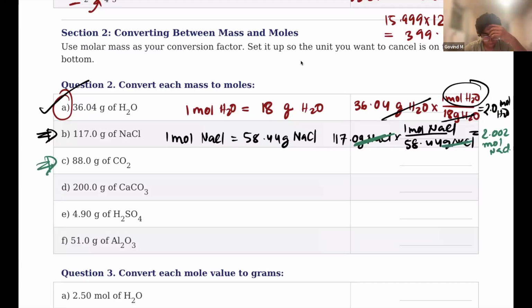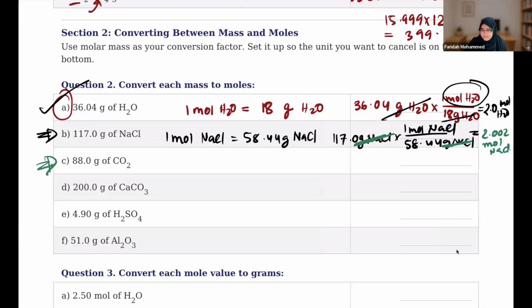Govin, do you want to do C? For C, I got 2 moles. Again, not just the answer, explain the step by step. I basically divided the mass in gram by the molar mass. That's okay.